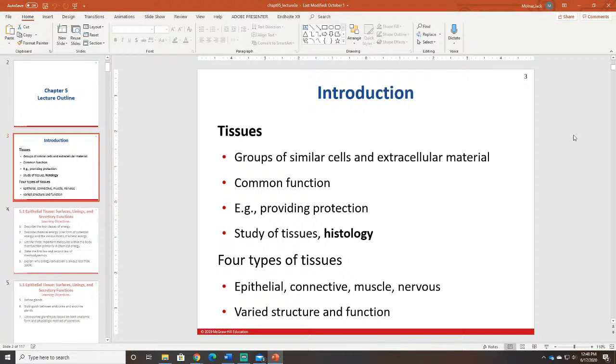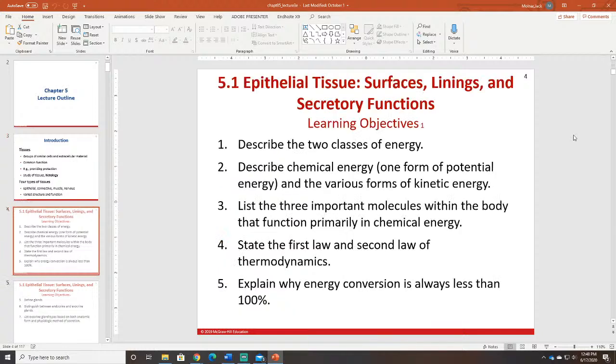There are four basic types of tissues, and they are epithelial, connective, muscle, and nervous tissue. And each one's going to have varied structure and form.